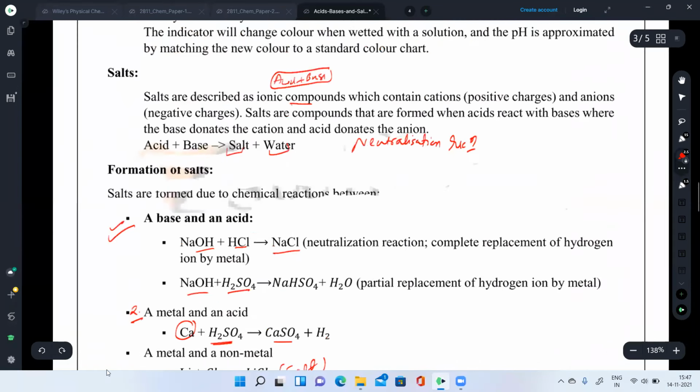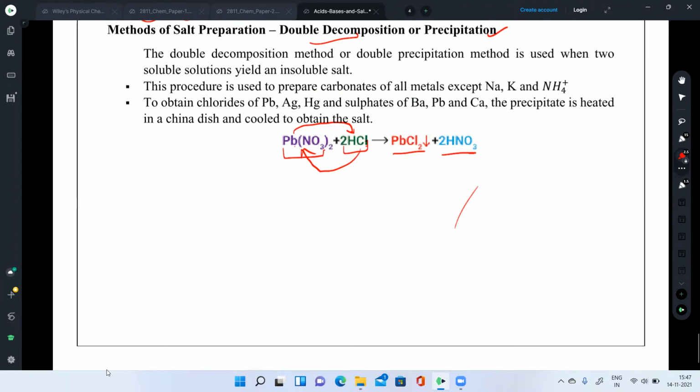Wait for a while, and the rest of the topic we will discuss in the next slide. Acid and base also has an assignment. You have to solve the assignment for this one too.